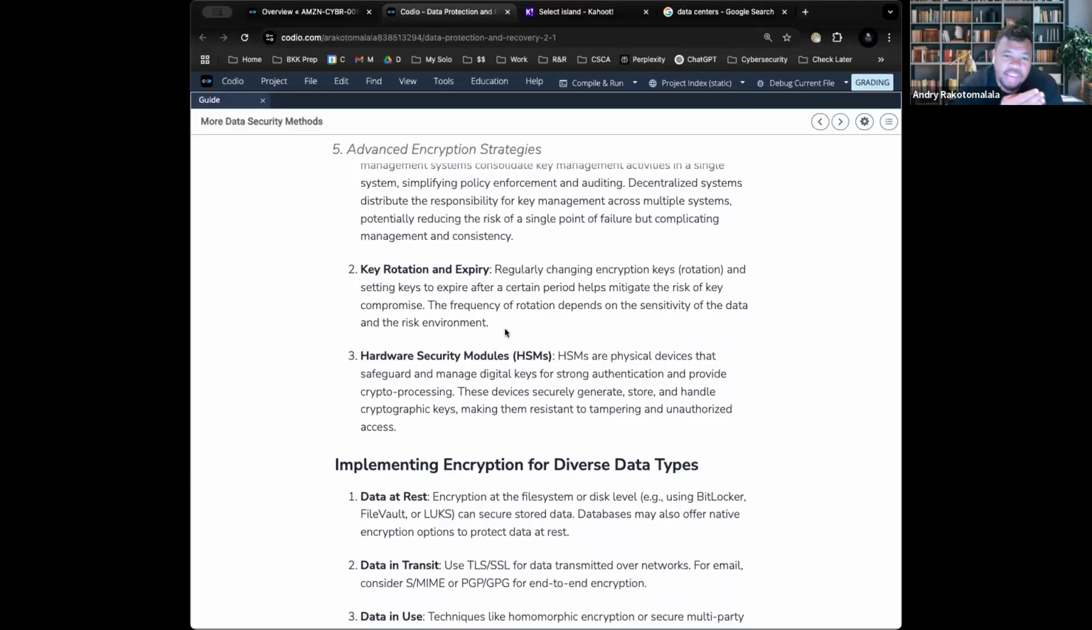Now, with every key, as you can imagine, they have to have an expiration date. You can't have the same key for 5 years. At some point, that key may become exposed. So you need to do what we call a key rotation. That means regularly changing the keys to reduce the risk of compromise. Okay? When you rotate them, that means that the key changes.